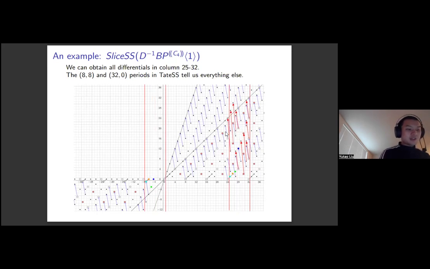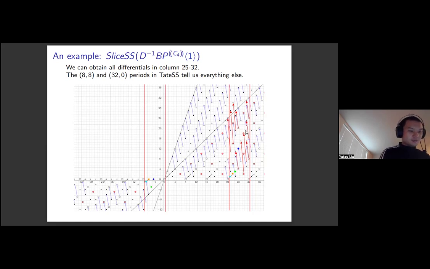As you can see, we have some more arrows and we have some surviving points. I have used different colors to label the surviving points and also their paired point after a period of 32 here. So now after this computation, we can apply the 8-8 and the 32-0 periods. They will tell us everything else in the slice spectral sequence. So if you trace the whole story, we begin with one single computation on this D5, then we apply different structures on the slice spectral sequence, and then we obtain everything else.